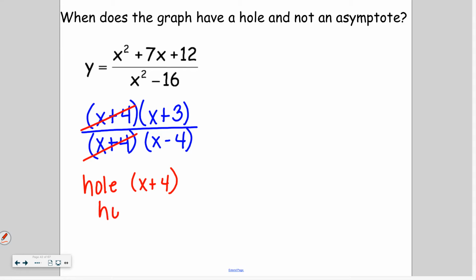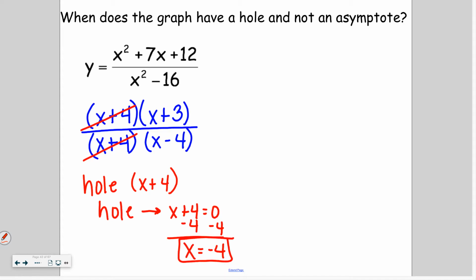So x plus 4 is equal to 0. So if x is equal to -4, we have a hole. Now we're setting the denominator equal to 0. So what is left is going to be our vertical asymptote. So if we look at the denominator, all we have left is the x minus 4. So we'll set it equal to 0 and solve. And where x is 4, that is our vertical asymptote.